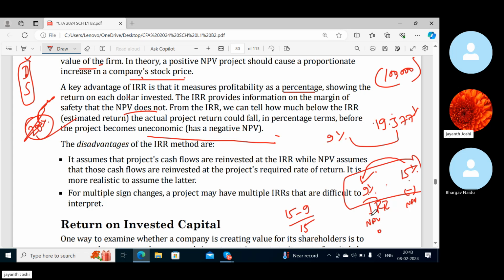Now, disadvantages of IRR, of course, are there. It assumes that the project's cash flows are reinvested at IRR, while NPV assumes that those cash flows are reinvested at the project's required rate of return. It is more realistic to assume the latter. That means, if from IRR you are understanding that the project is a worthy project, then you may have some extra cash flows. That cash flow you have to reinvest at IRR only. That is the assumption of this method.